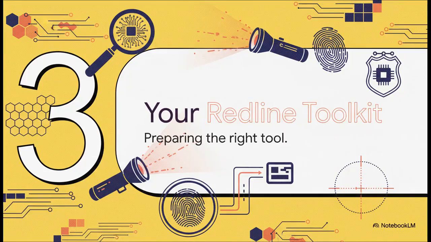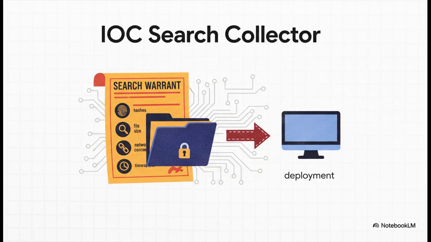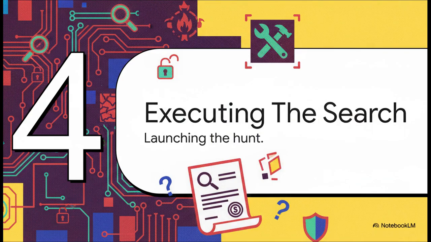Every detective needs their toolkit, right? Ours is a powerful piece of software called Redline, and the best part is, it's free. We're going to use its IOC search feature to basically automate our entire hunt. Now, inside Redline, we're using something called the IOC Search Collector. And you can pretty much think of this as our digital search warrant. It creates this special package that tells the target computer exactly what pieces of evidence we're looking for and nothing else.